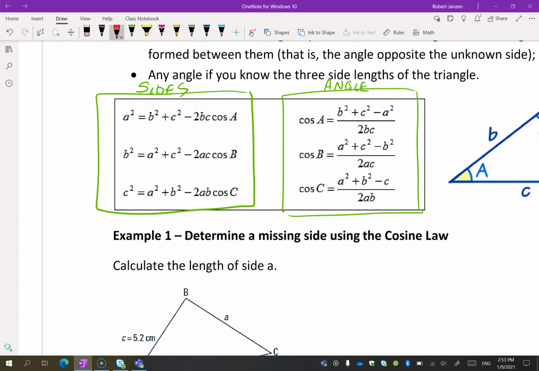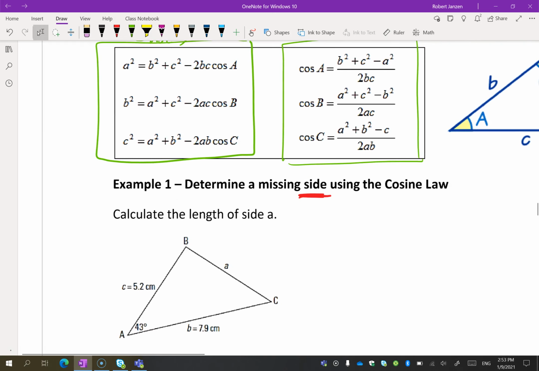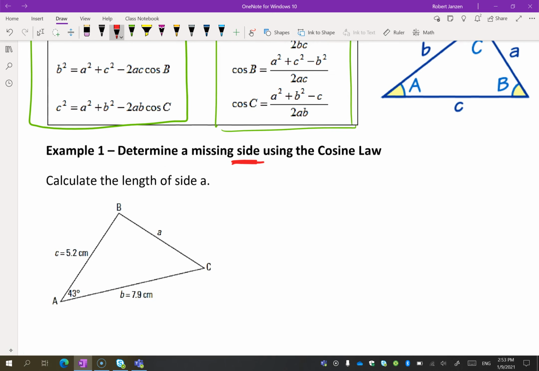Okay, so let's try cosine law. It says a missing side, so we'll use one of these formulas. Here's what I'm going to do. I'm just going to write the first formula down. A squared is b squared plus c squared minus 2bc cos of A. And why am I writing it down that way? It says to find side A, so I want to have side A here by itself.